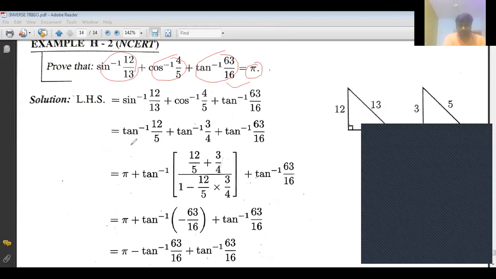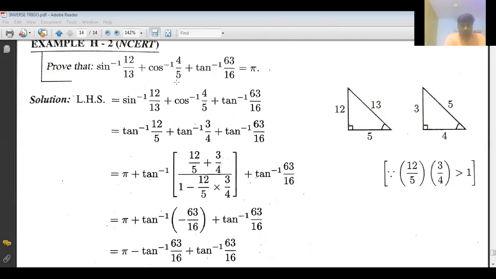Let us convert all of these into tan inverse, because we know the tan inverse formula: tan inverse of x plus tan inverse of y equals tan inverse of (x plus y) by (1 minus xy). I told you most of the cases we will use tan inverse only, for our convenience. That's why I'm converting this sin inverse and cos inverse also into tan inverse. How? You have learnt already, by making a triangle. I'm going to show that.